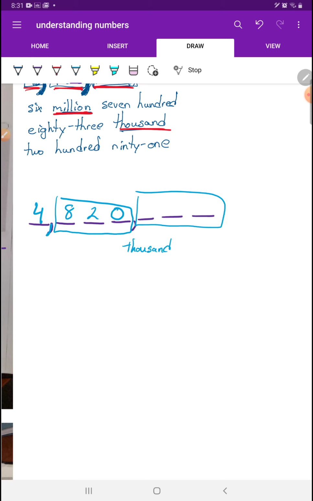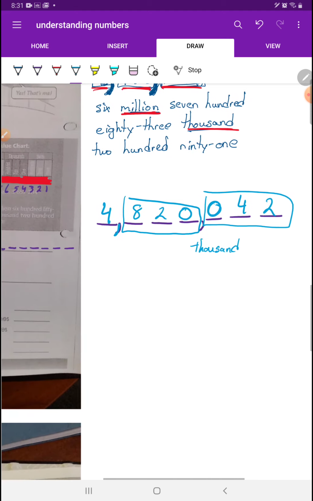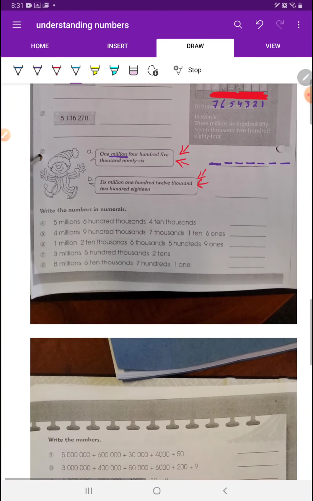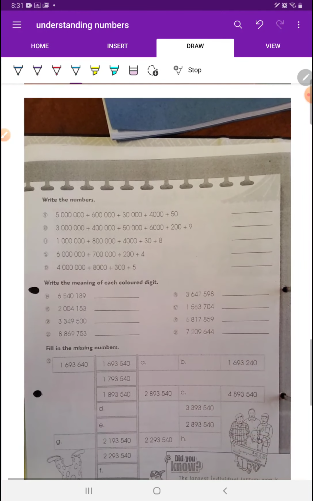So how about if I wrote 42 here? Yeah, that's a 42. So what do I put in this line? I put a 0. Just like that, see? So now we have 4,820,042. Okay? So that's how we do that section here.